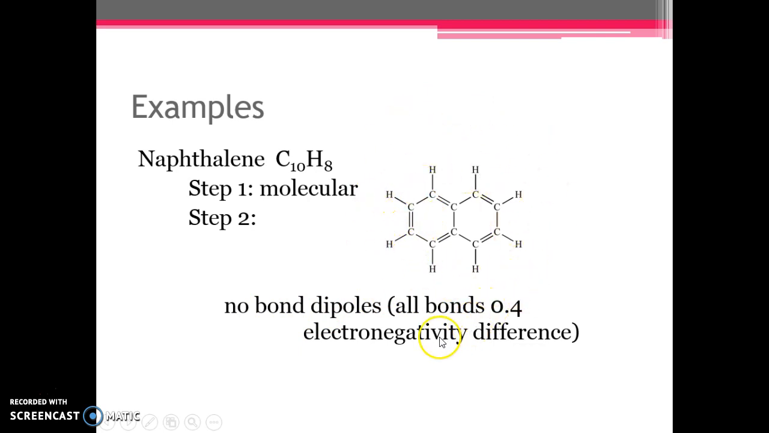And here's a hint. Anytime you have just carbons and hydrogens, it's always going to be nonpolar because of the fact that the difference isn't big enough. So carbons and hydrogens mean we have organic materials. Anytime you have this kind of organic molecule with just carbons and hydrogens, nonpolar. So our result, nonpolar, because there are no bond dipoles.